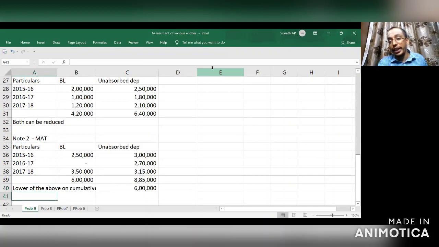We have discussed in detail. It cannot be on year basis. It has to be only on cumulative basis, not year basis.